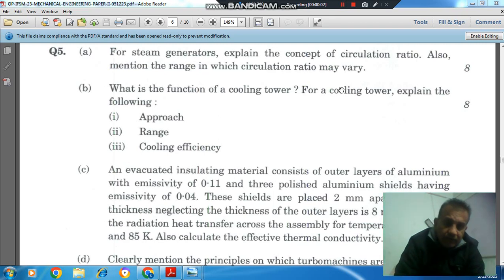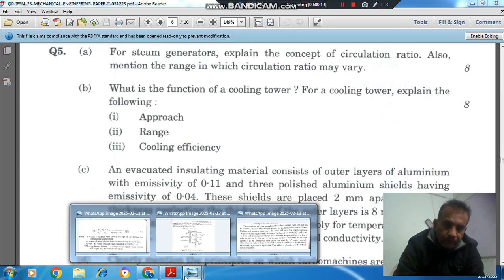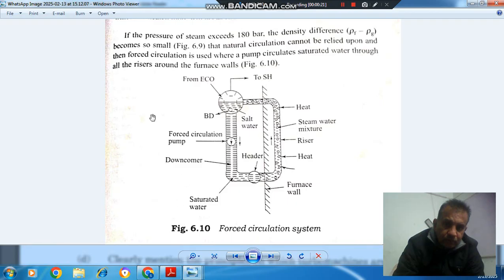Hello, welcome again. We are solving Indian Forest Services Mechanical Engineering Paper 2 of year 2023. Question number 5A is for steam generator: explain the concept of circulation ratio. Also mention the range in which circulation ratio may vary. So first of all, defining circulation ratio.